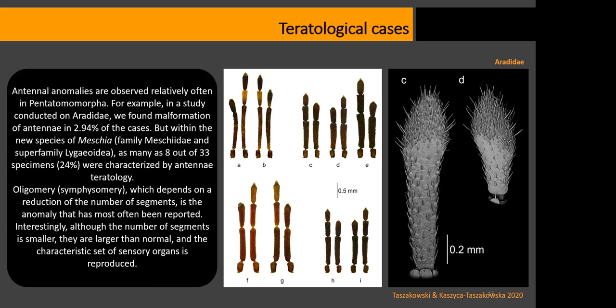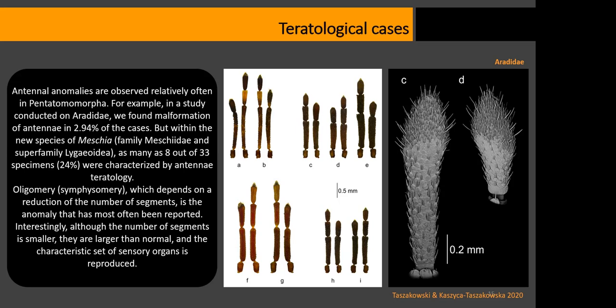However, within the new species of Meschia, family Meschidae and superfamily Leptopodoidea, as many as 8 out of 33 specimens, or 24%, were characterized by antennal teratology. Oligomery, otherwise called symphysomery, which depends on reducing the number of segments as a result of injury, is the anomaly that has most often been reported.